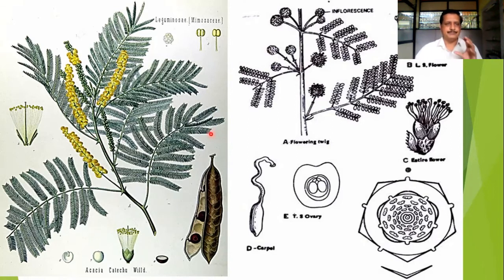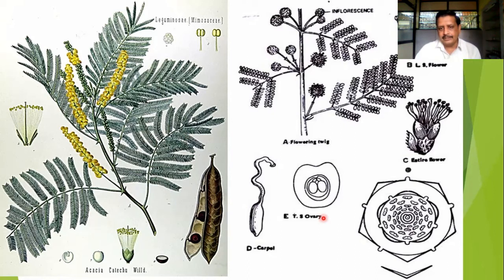Because this particular genera, particular family is growing in desertified areas where water scarcity is there. And because of such conditions, such types of modifications can happen in the genera of this Mimosaceae. So here you can find the modification of the stipules into thorn-like structures. So it is a compound leaf.